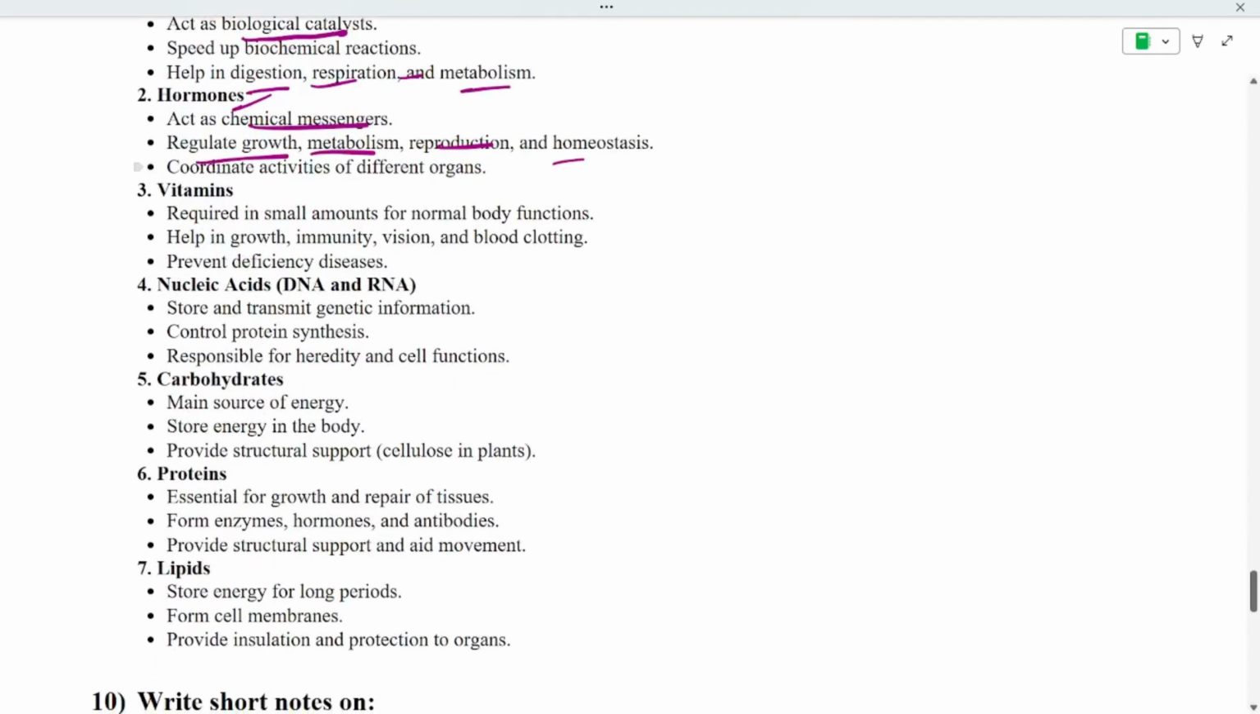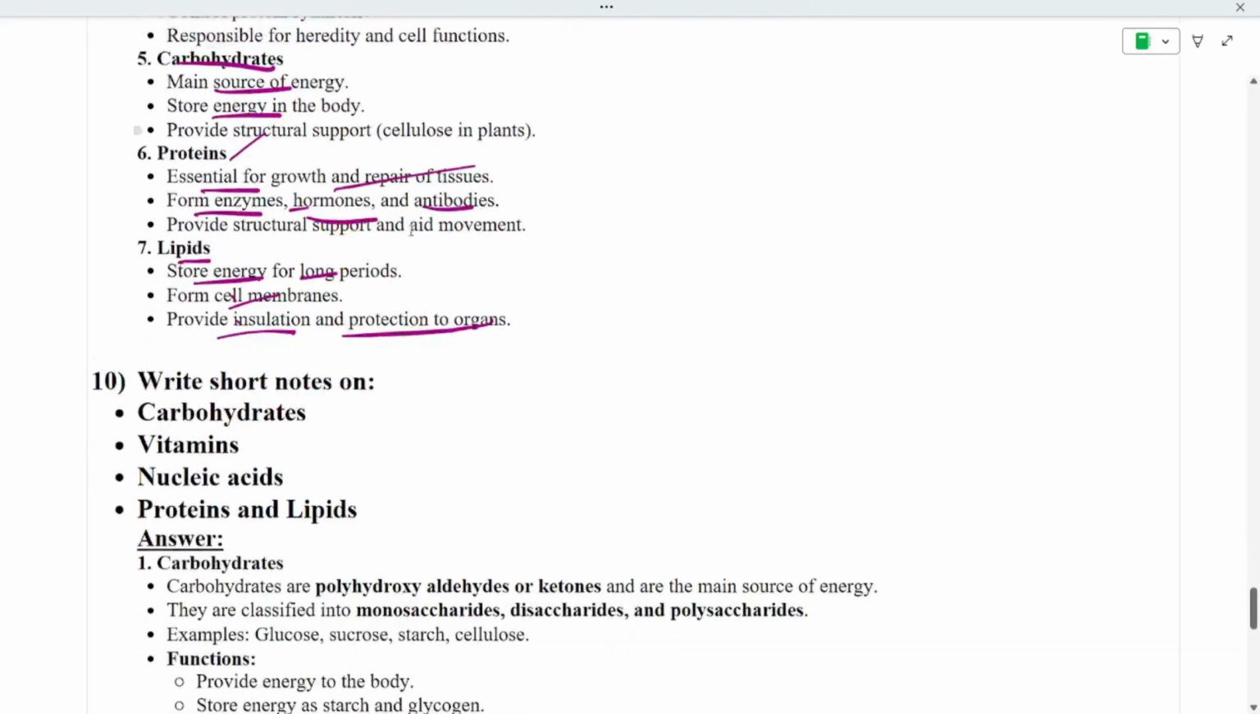Okay. Next is vitamins. It is required in small amount for normal body function. Nucleic acid also we have discussed. Store and transmit the genetic information. There are two types, RNA and DNA. Carbohydrates, main source of energy, store the energy. Proteins also, it is essential for growth and repair. It forms the enzymes, hormones and antibodies. Lipids store the energy for longer periods. It forms the cell membrane. Next is it provides the insulation and protection to the organs.